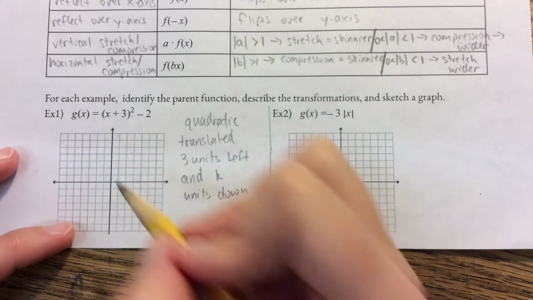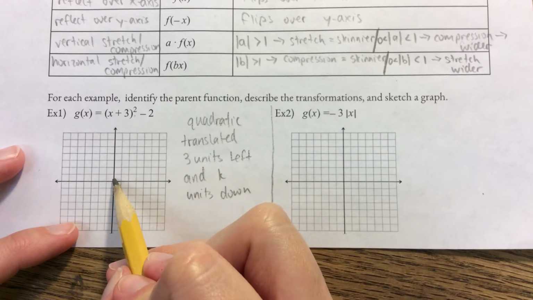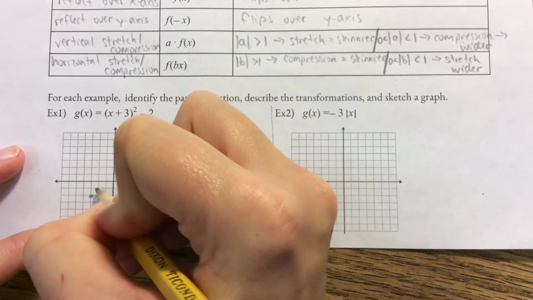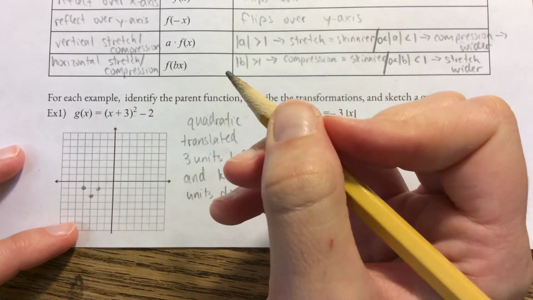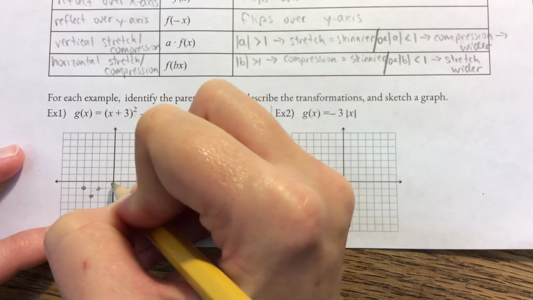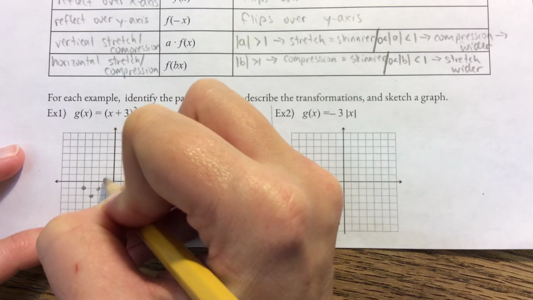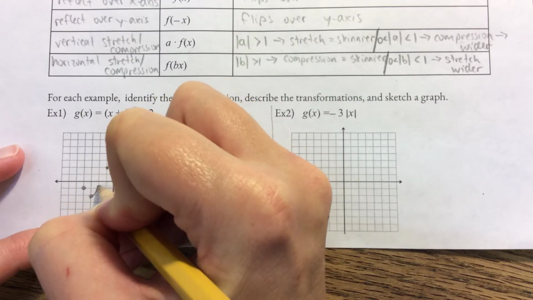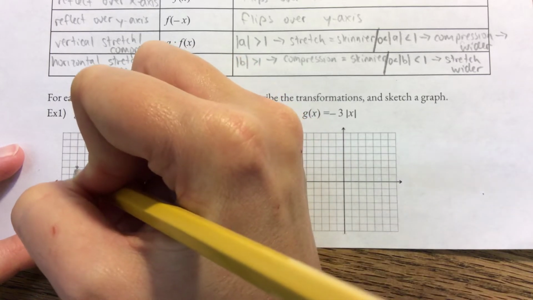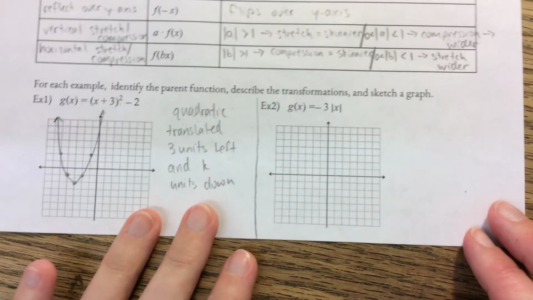So if I graph this, the quadratic function usually starts at 0, 0, but now it's going to start at 3 units left and 2 units down, so it's going to start right here. And I'm going to get just kind of a rough graph of this. There we go. Okay, example 2.